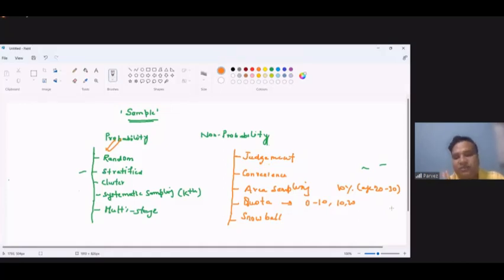And then you decide which sample to choose. So that is called a judgment sampling method. Is it clear? Yes, sir.